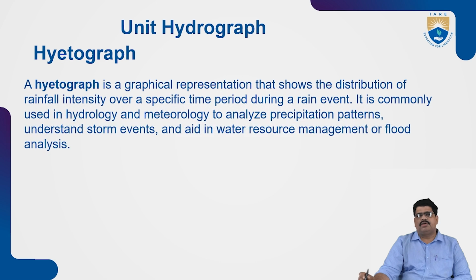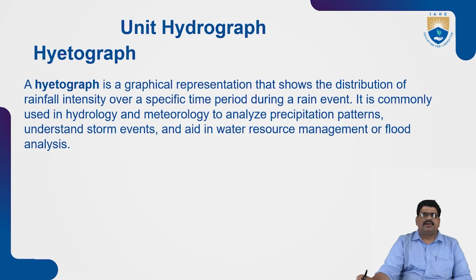What is meant by hyetograph? A hyetograph is also a graphical representation that shows the distribution of rainfall over a specific period of time during a rain event. It is commonly used in hydrology and meteorology for analyzing precipitation patterns, and for understanding water resource management and flood analysis.